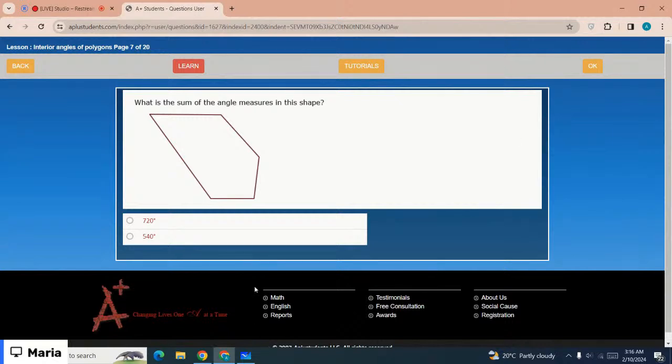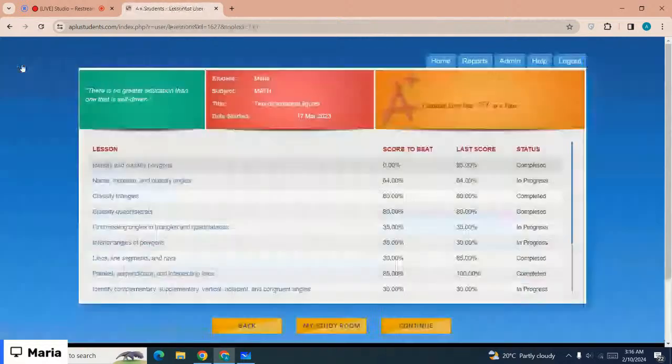540 degrees it is, right? Okay, you can complete the lesson by yourself later today. Let me just move on to the next lesson. And the next lesson is line segments and rays.